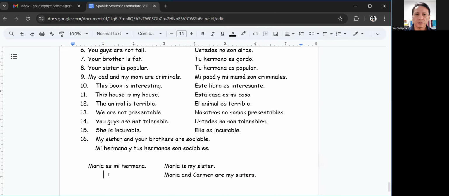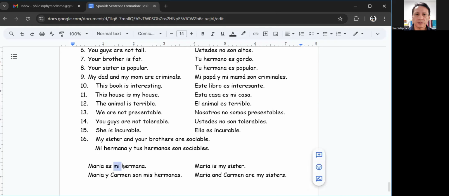But in Spanish, it does change. Because if you're saying sisters, then you have to say "hermanas". "Mis hermanas. María y Carmen son mis hermanas." Okay, so this is the difference. The "mi" must modify the "hermana". And that's where the change happens, because "hermana" is singular, so "mi" must be singular. "Hermanas" is plural, so "mis" must be plural.